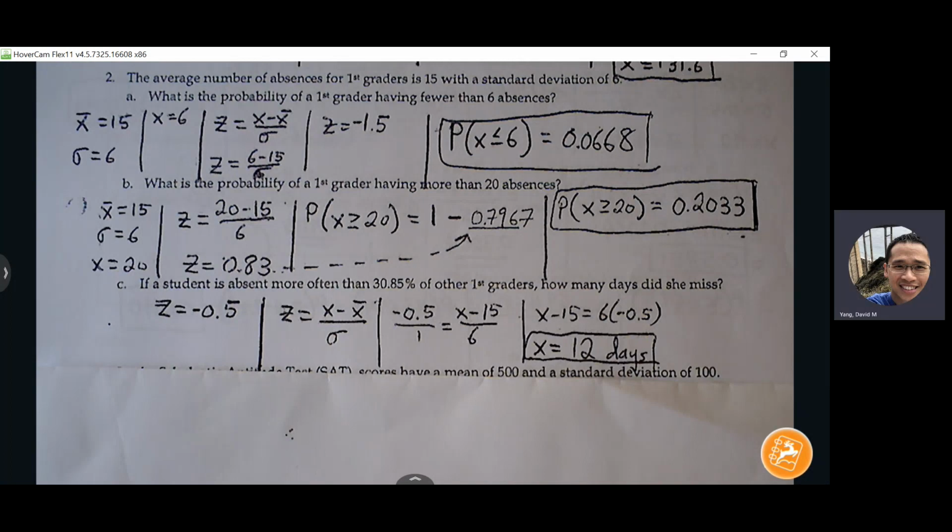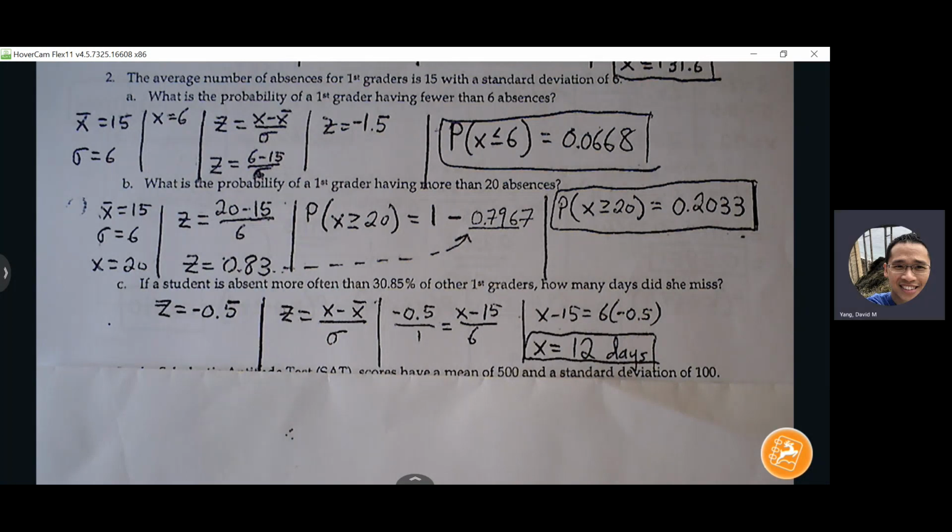Okay. For part C, you see the words "more than"? Whatever you get from the table, you have to subtract from 1, because your table is only going to give you "less than." If you want "more than," I have to look at the other side of my chart, so one minus.